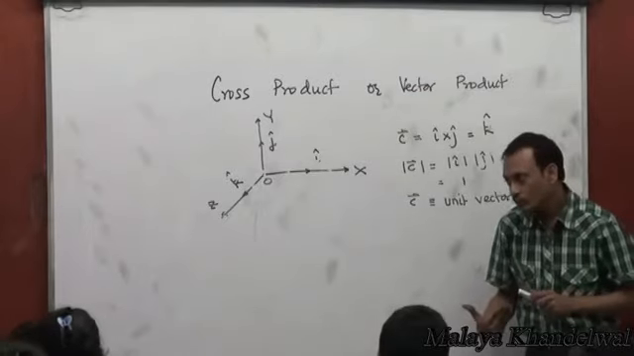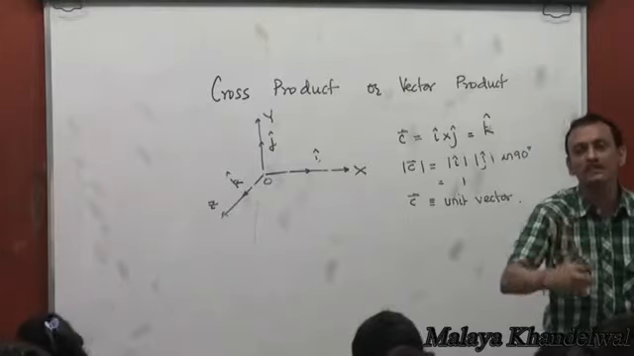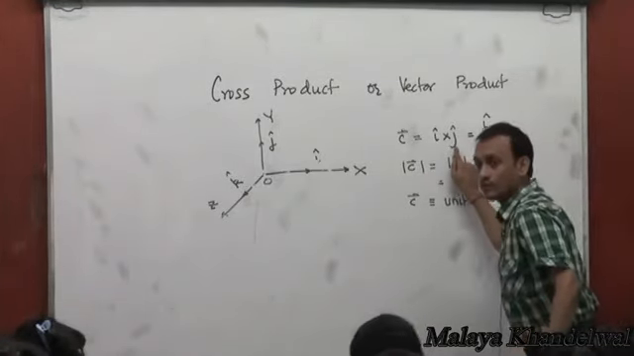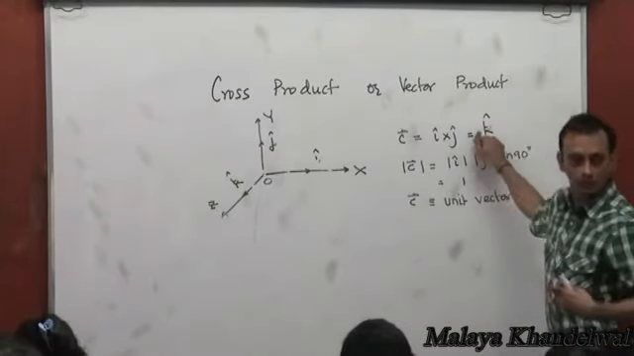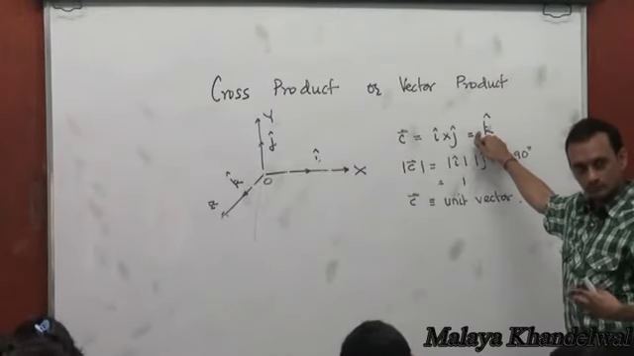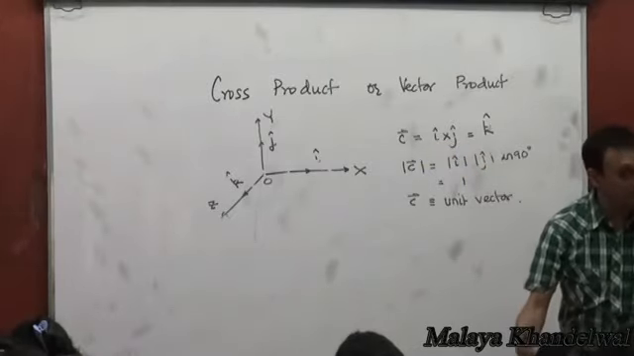Yes or no? So j cross i will be minus k cap. J cross i would be minus k cap. So the moment you reverse the order, there would be an inclusion of a minus sign. Is that okay with everyone? If i cross j is k cap, j cross i would be minus k cap.